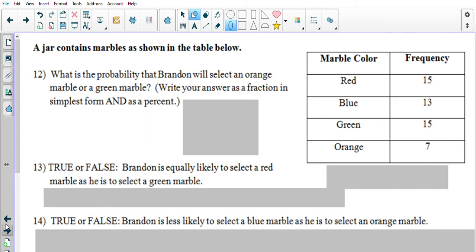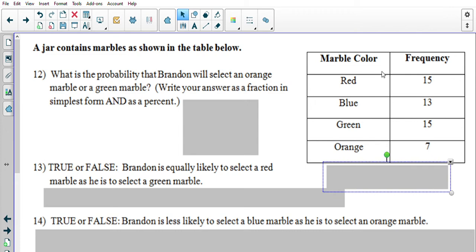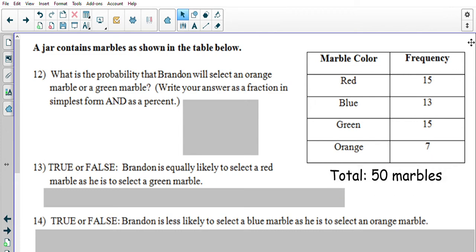All right, number 12. A jar contains marbles as shown in the table below. What is the probability that Brandon will select an orange marble or a green marble? Write your answer as a fraction in simplest form and as a percent. First of all, you want to calculate the total number of marbles that are in this jar. So add up 15, 13, 15, and 7. We should get a total of 50 marbles.